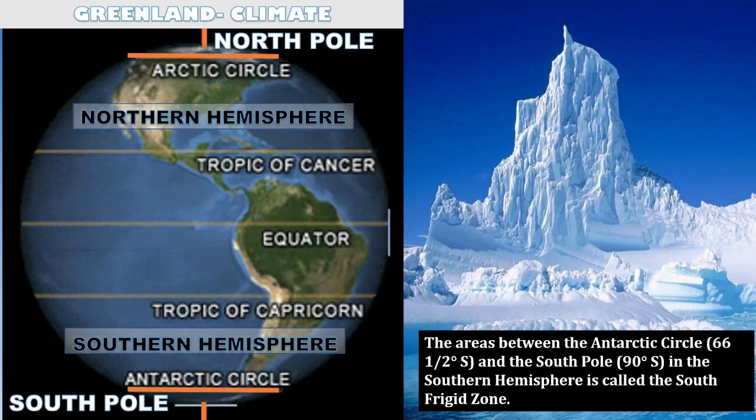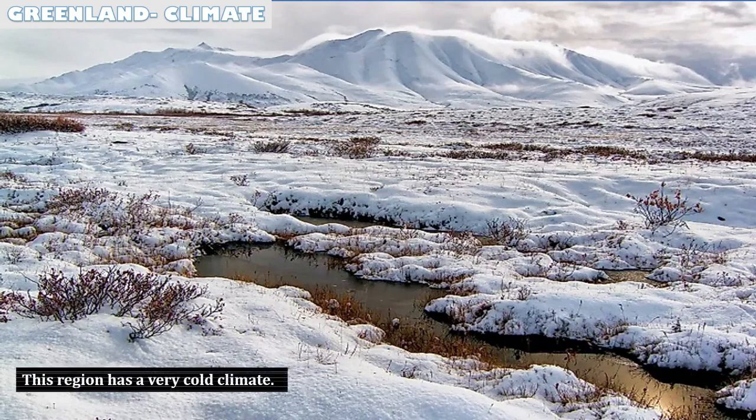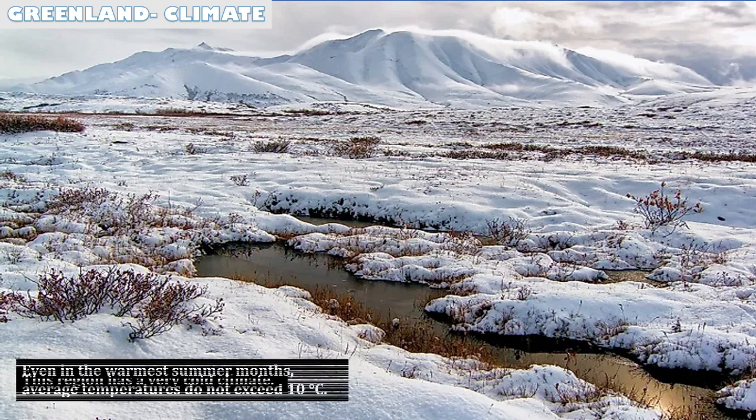This region has a very cold climate. Why? Because here the sun does not rise much above the horizon, so the region cannot get ample amount of sunlight. Even in the warmest summer months, the average temperatures do not exceed 10 degrees Celsius. So you can well understand it is very cold here.